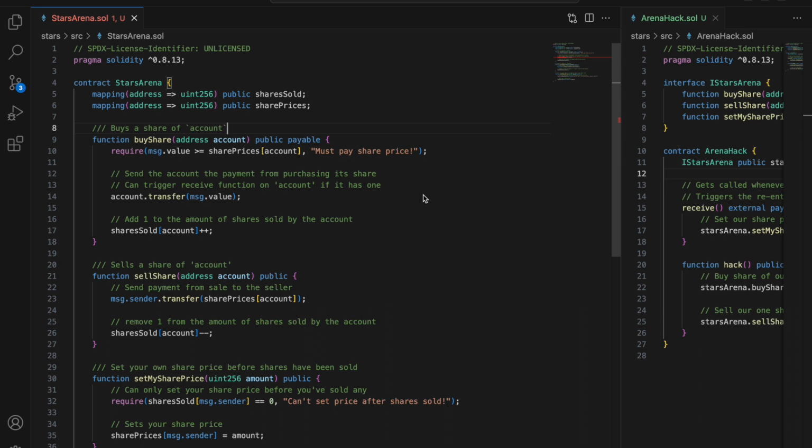So on the left side, we have a very basic Stars Arena contract. You can buy a share, you can sell a share. And then this part at the bottom, you can set your share price. This is actually what the hack used, even though it wasn't available on the website. It was in the contract. So basically, if you haven't sold any shares, you can change how much they sell for. And that's going to come up again later.